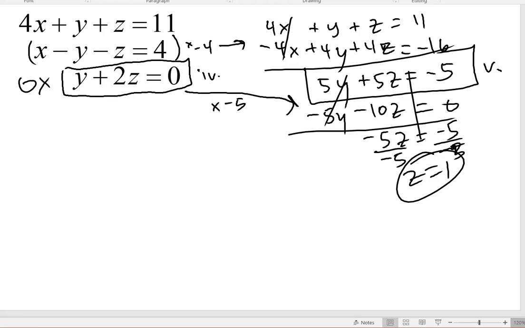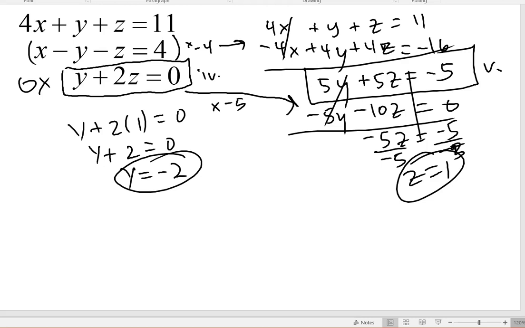We need to take that 1 and plug it in. Which equation? Well, I like equation 3. Y plus 2 times 1 equals 0. Y plus 2 equals 0. Y equals negative 2. We're not done. I still need a z. Where do I get a z? Go back to the original equations. I'm sorry, I need an x.